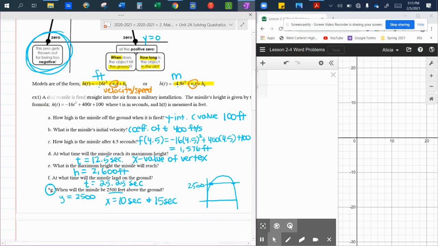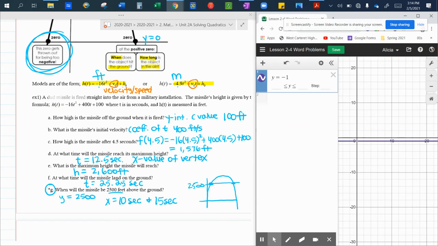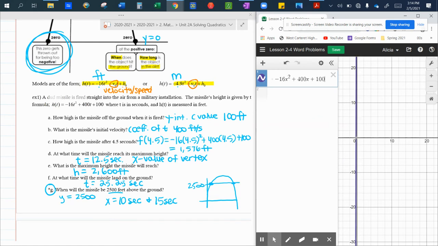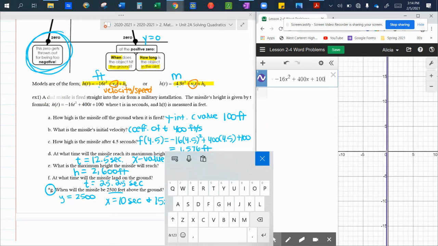So now let's type this into Desmos and look at these features. So we're going to have y. We're usually going to use y in Desmos instead of the function notation, because Desmos doesn't really like function notation as much. It's much more friendly when we use y. So y is going to equal negative 16 x squared plus 400 x plus 100. So this zoom view looks pretty weird.